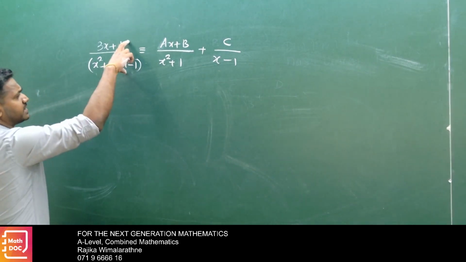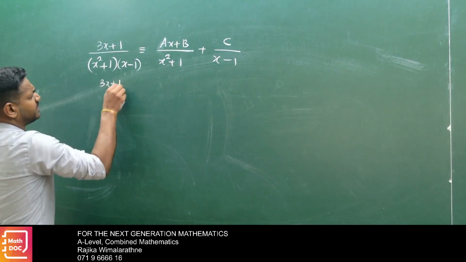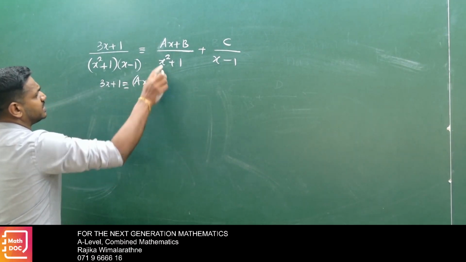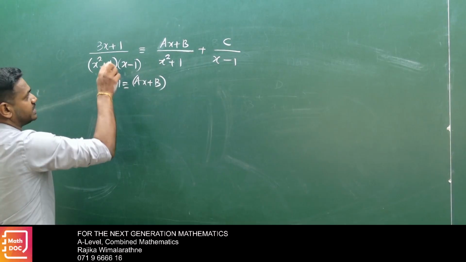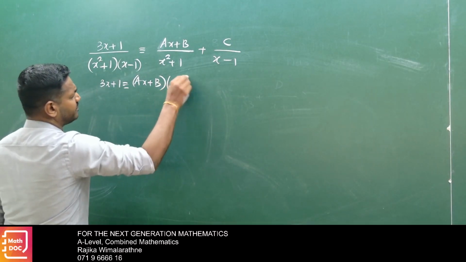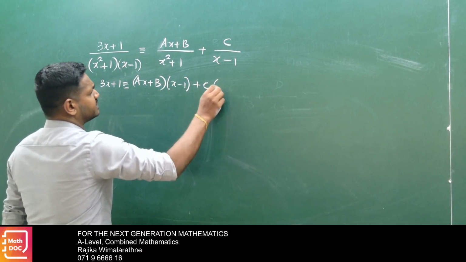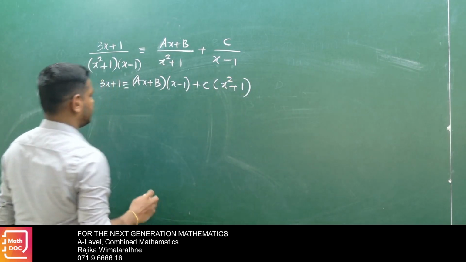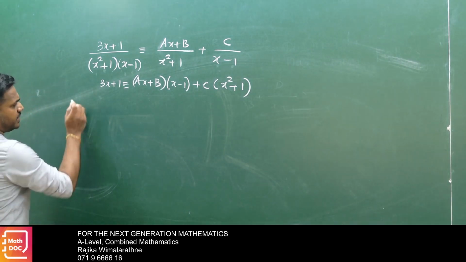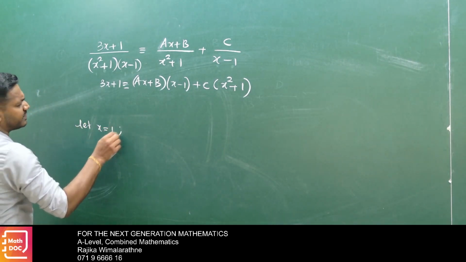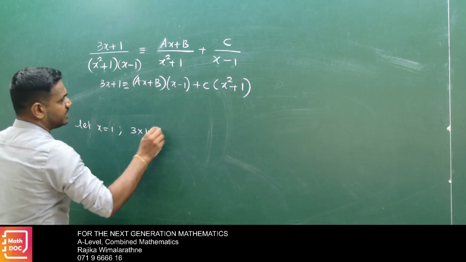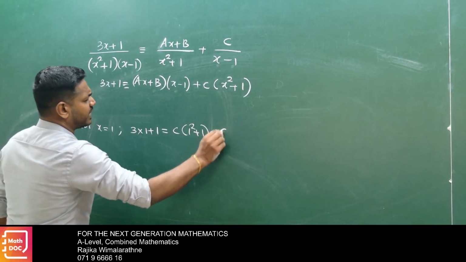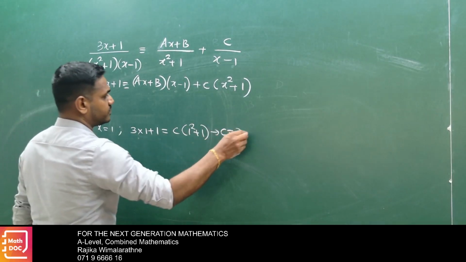Then this is a proper rational function. Then 3x plus 1 you multiply, then ax plus b times, here we have x squared plus 1, no? Then you forget this part, write the remaining x minus 1. C times, here we have x minus 1, no? Then multiply by x squared plus 1. Now just substitute x equals 1, then 3 times 1 plus 1, here this becomes 0. Then you write c equals 4/2.